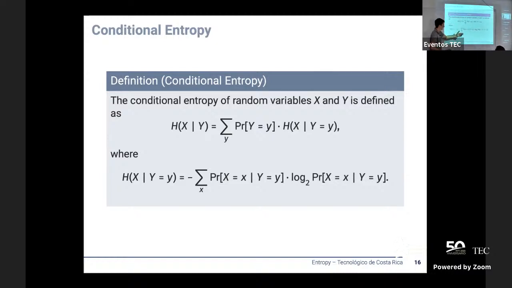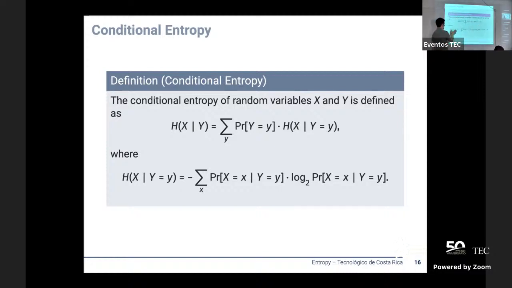So from the conditional probability, we also have conditional entropy. I'm not sure if I said it correctly at first. And how is this defined? The entropy of some random variable X occurring under the condition that some random event Y occurred is defined as this: the sum over all possible values y that it takes, times a conditional entropy for a specific value y.